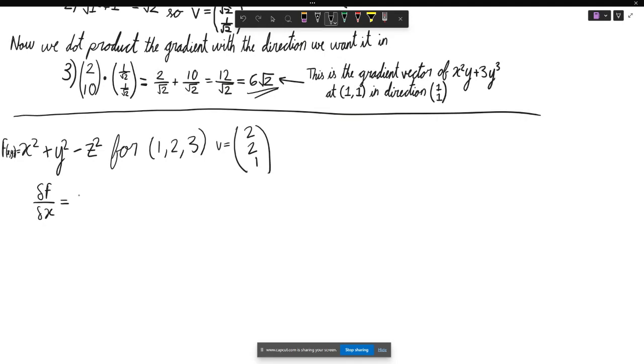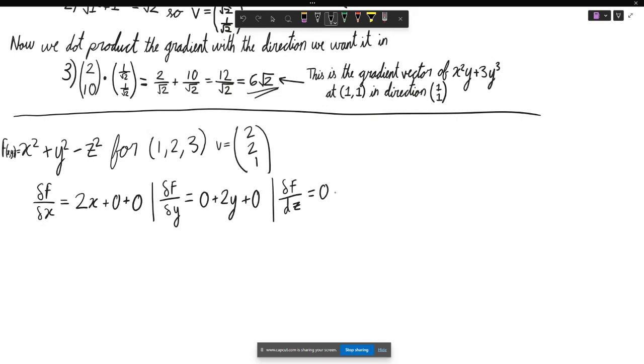Oh, you got the whole thing. Yep, cool. So this is 2x, and then it'll be plus 0 because the other ones would be constants, and then delta f over delta y would be 0 plus 2y plus 0, and then delta f over delta z would be minus 0 plus 0 minus 2z. I hope everyone's happy with how we've got that.